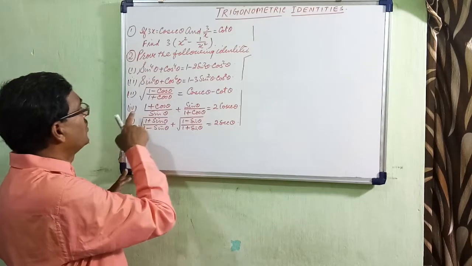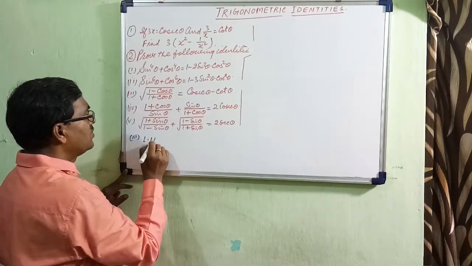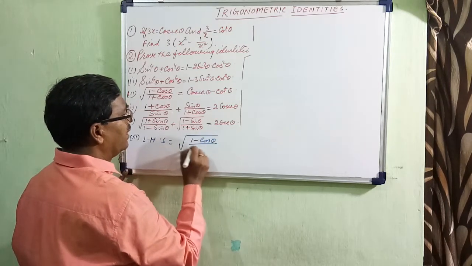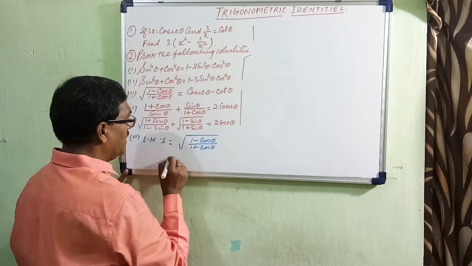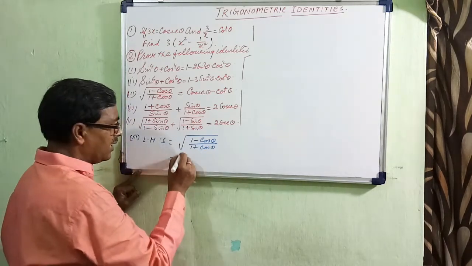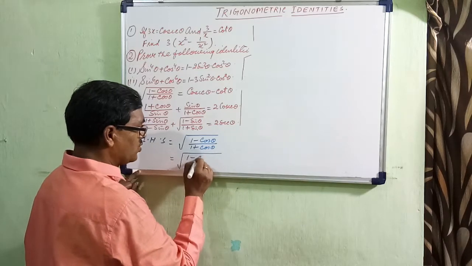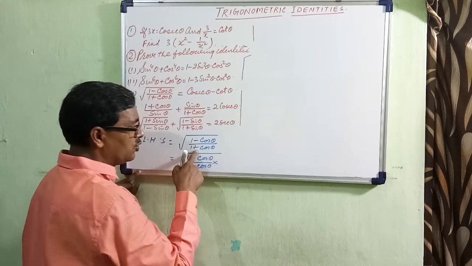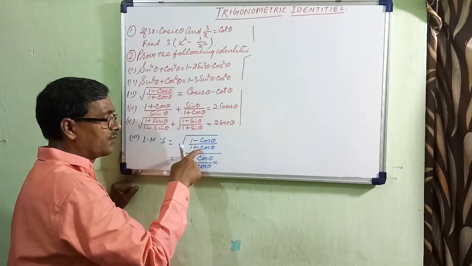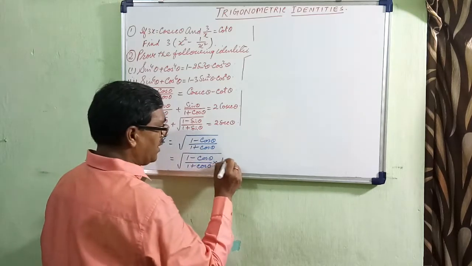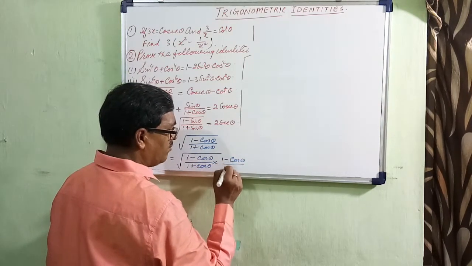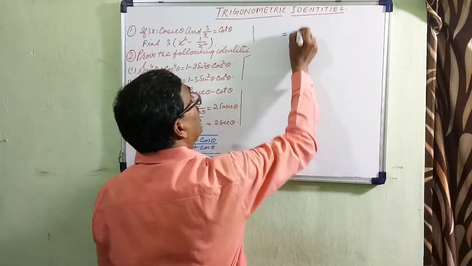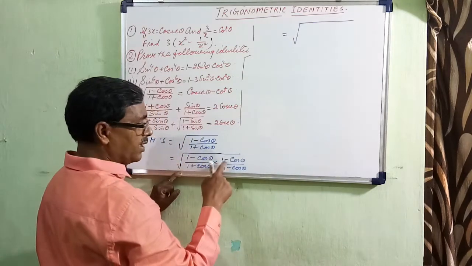Let us discuss the third question. What is the third question? LHS you take the root of 1 minus cos theta by 1 plus cos theta. Now here you rationalize under the root only. Rationalizing means you see the denominator and the sign between the two terms, you have to take its negative. So we will multiply by 1 minus cos theta by 1 minus cos theta, and it is equal to root over (1 minus cos theta) into (1 minus cos theta).